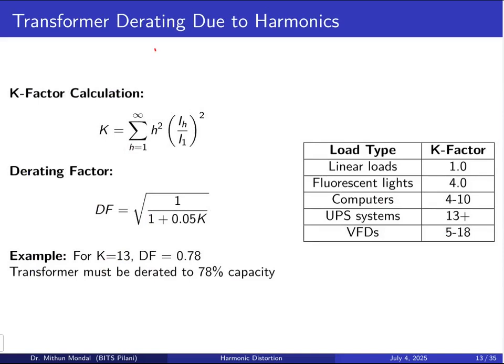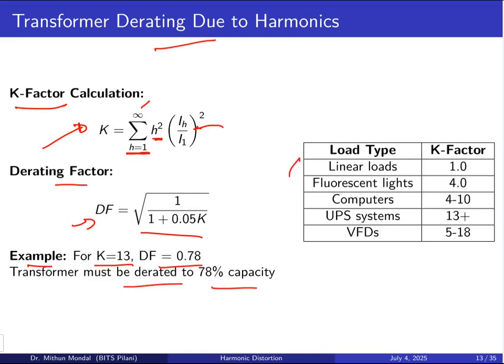For the transformer derating due to the harmonics, we need to do the K factor calculation. The K factor calculation takes the harmonic order h from 1 to infinity, with h square times the ratio of the current with the harmonics to the fundamental current I1, squared. The derating factor DF is given by the square root of 1 by 1 plus 0.05 K. This is the formula. If you take an example where the K value is 13, then the derating factor is 0.78, which means the transformer must be derated to 78% of its capacity.